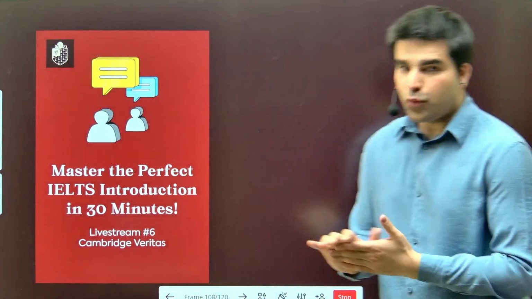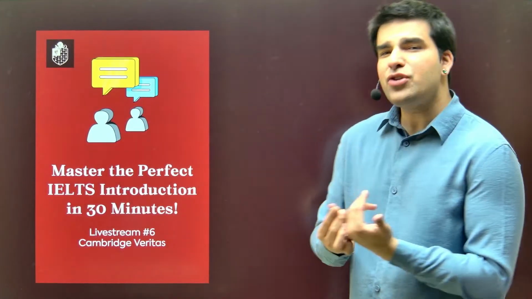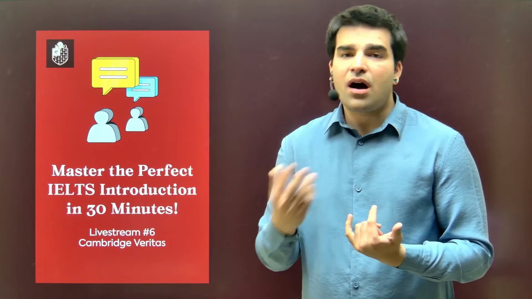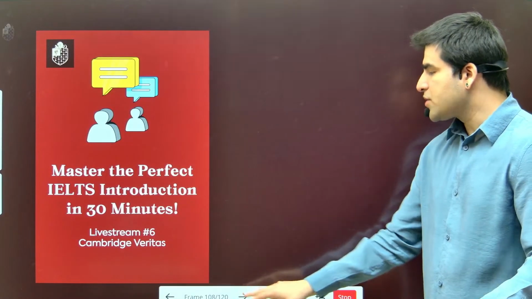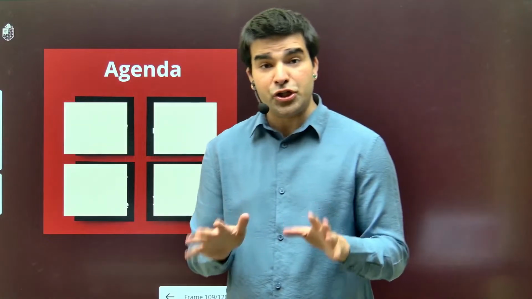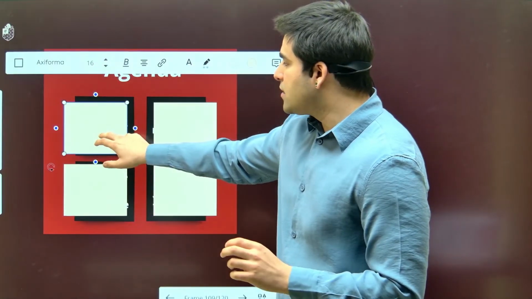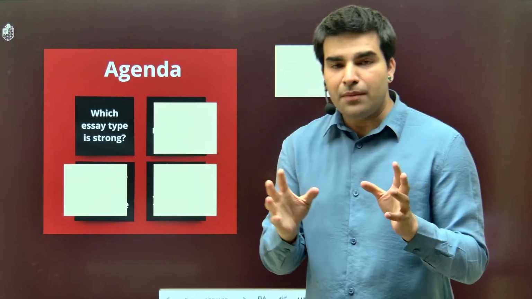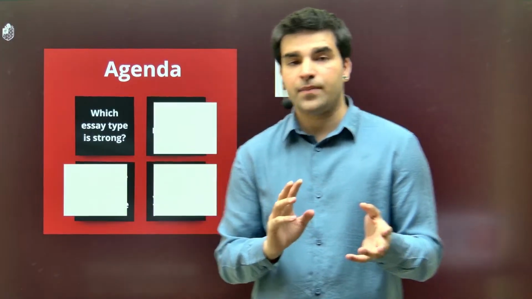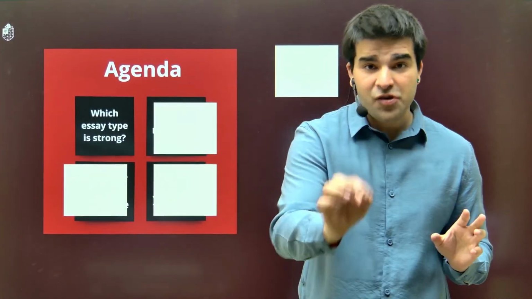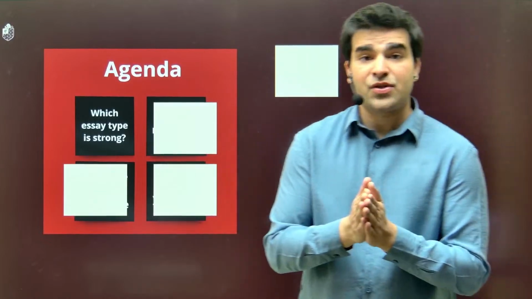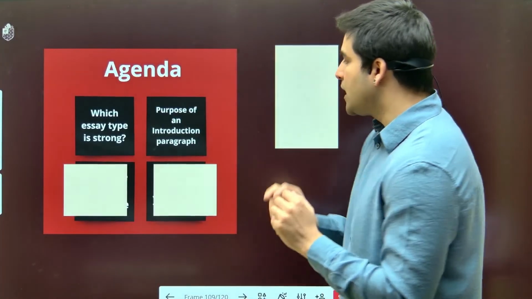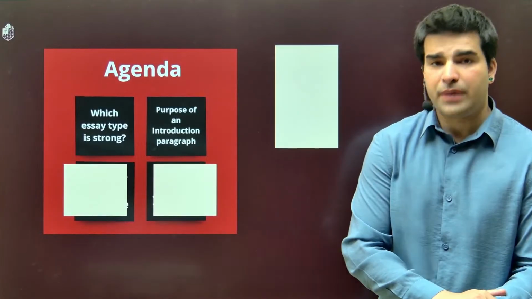What are we going to do? We're going to be looking at how to perfect the IELTS introduction and what are the things that we have to keep in mind for it. So have a look. There are 4 things that we'll do in this lesson. Point number 1. We're going to play a game, and this game is called Which Essay Type is Strong? I'm going to show you 2 different essays. I will give you some time to read, and you have to tell me which essay type is strong. Gotcha?